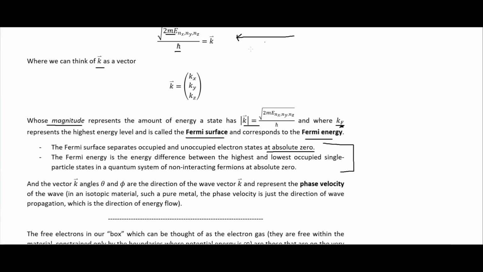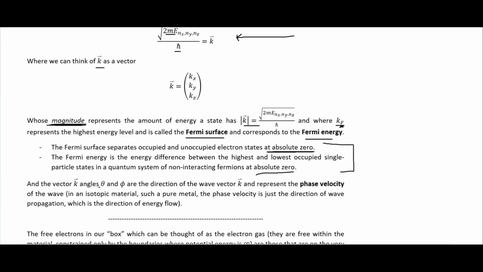And so, yeah, the Fermi surface is the surface of our sphere when the electron states are at absolute zero. And the Fermi energy is the energy difference between the highest and lowest occupied single particle states in a quantum system of non-interacting fermions at absolute zero. And so the take-home message here: the magnitude of these vectors represents the energy of the particles in those states.